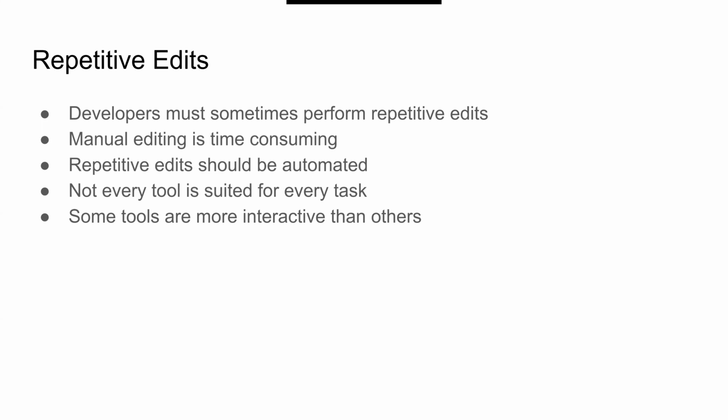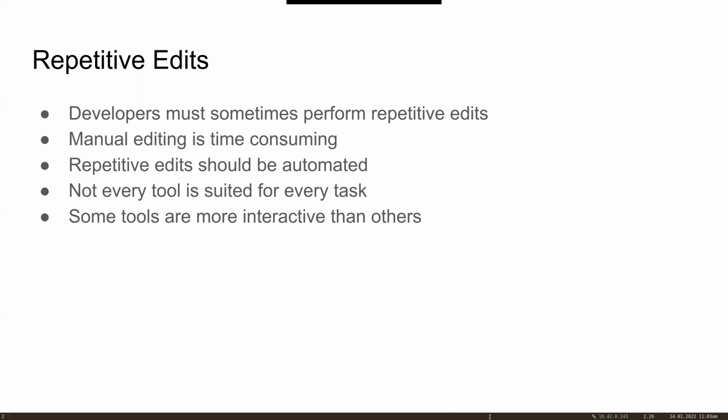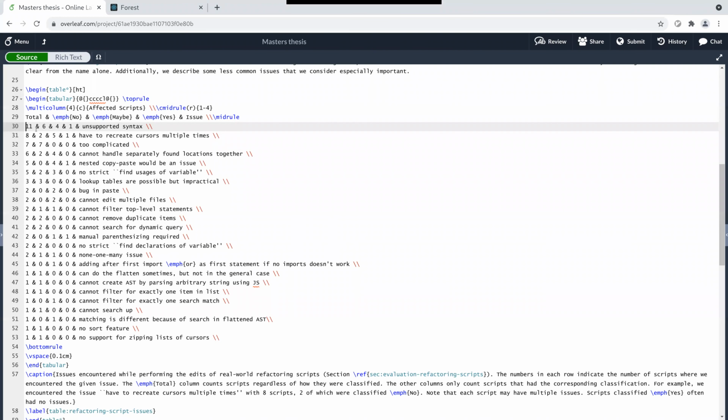There are various tools that can help to automate repetitive edits, but not every tool is suited for every task. Additionally, some tools are more interactive than others, and I'd like to show this on an example. So here we have a LaTeX table, which I recently needed to edit by swapping the first and last columns of the table. And performing this edit manually is clearly going to be time consuming for all 20 rows.